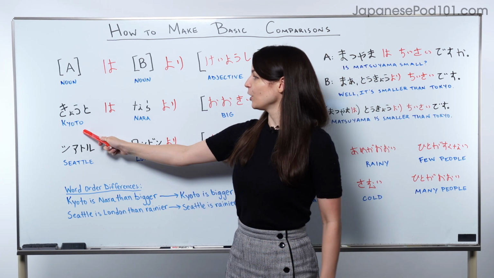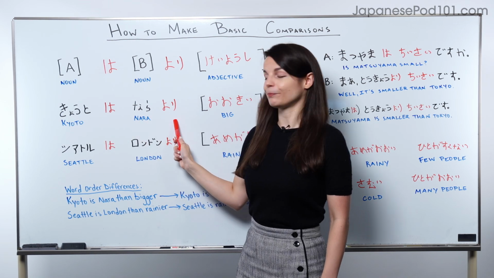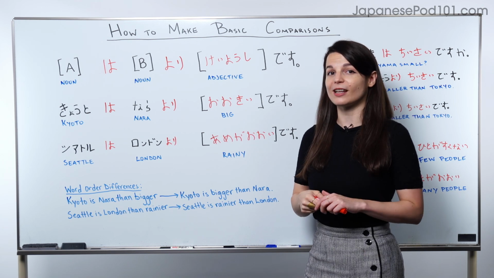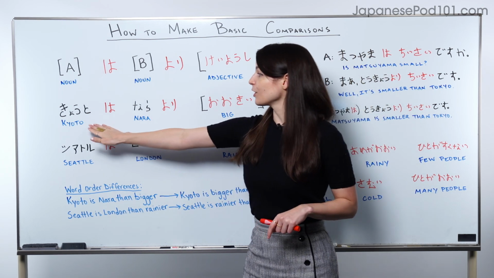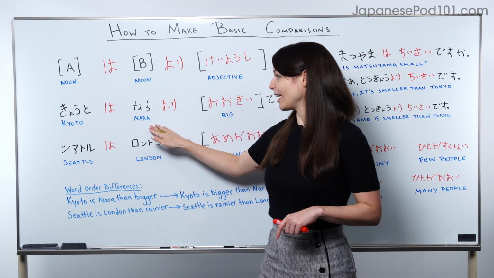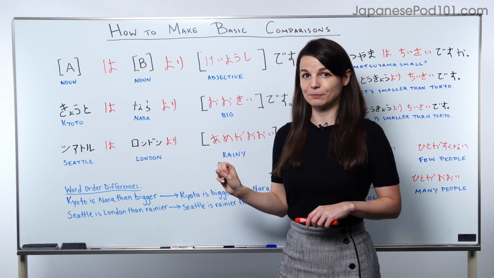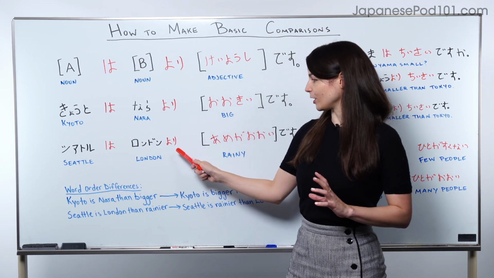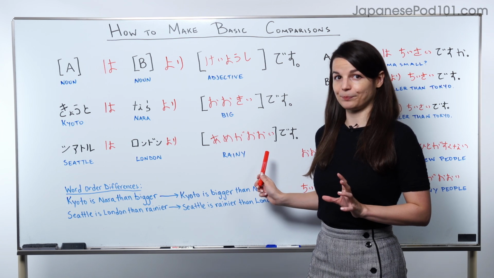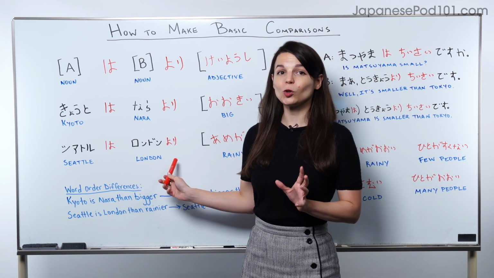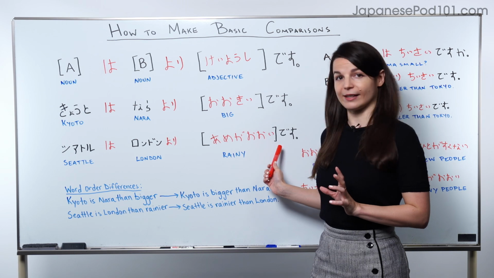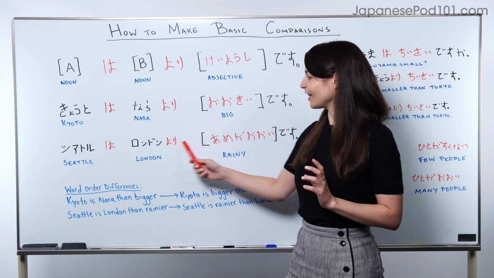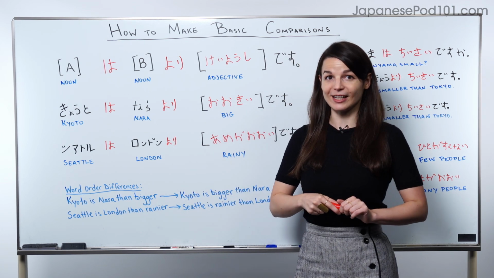First one is 京都は奈良より大きいです。This sentence means Kyoto is bigger than Nara. Another example, シアトルはロンドンより雨が多いです。This sentence means Seattle is rainier than London.